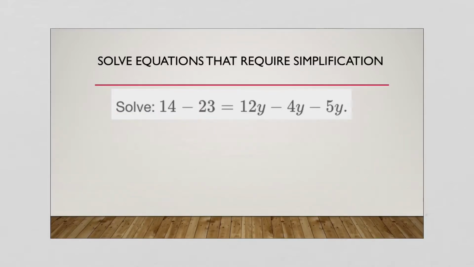All right, on a problem like this, you're going to combine your like terms. And remember, like terms are only considered like terms when they're on the same side of the equal sign. So on the left-hand side, those are like terms. 14 minus 23 is -9. And then on the right side, I'm going to combine all of these because all of those are like terms. So 12y minus 4y is 8y. 8y minus 5y is 3y. And now I would divide both sides by 3. -9 divided by 3 is -3. -3 is equal to y.